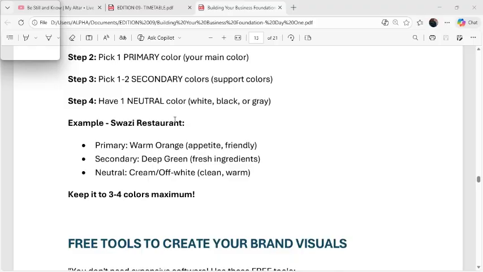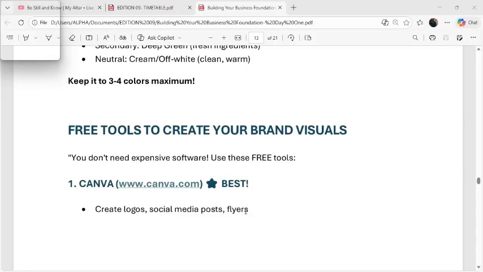Let's look at this. It was the restaurant. The primary color should be warm orange, right? For appetite and friendly. Secondary color: deep green. For what? For fresh ingredients. Neutral: cream or white. It shows what? It shows warmness and cleanliness. So make sure you just keep it to 3 to 4 colors maximum. Don't be a rainbow. Every color is available in your brand? No, my friend, it doesn't work like that.